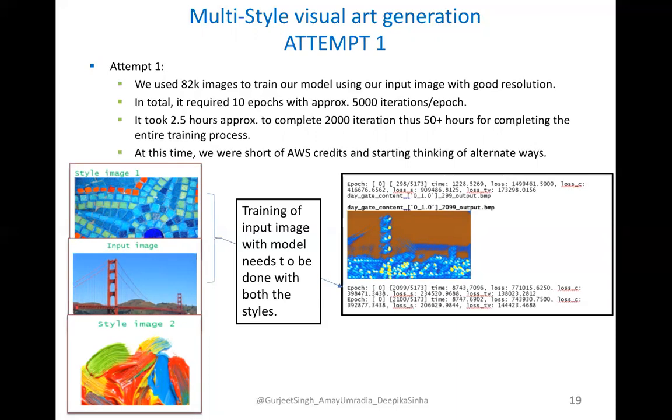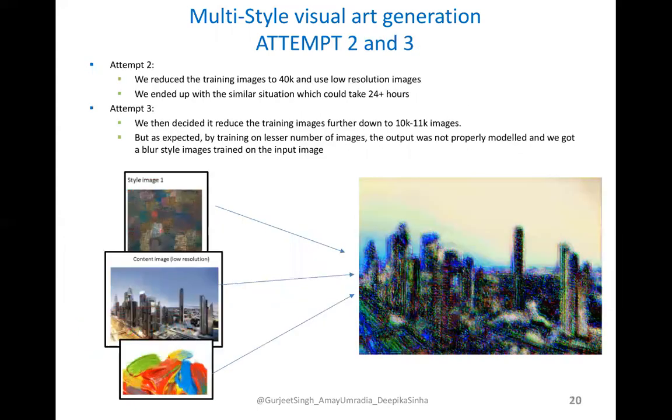So as we started running, we saw that it took approximately 2.5 hours just to complete 2,000 iterations of one epoch. And thus we estimated that with 10 epochs, it might take 50 plus hours to do the entire process of training. At this time, we were short of AWS credits and we wanted to show some alternate ways. So that's why we went to attempt 2.